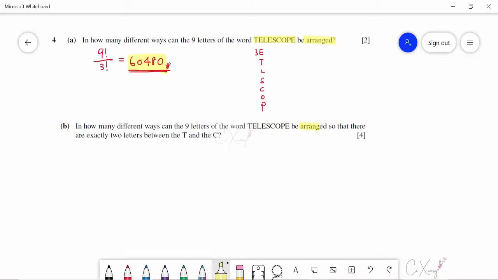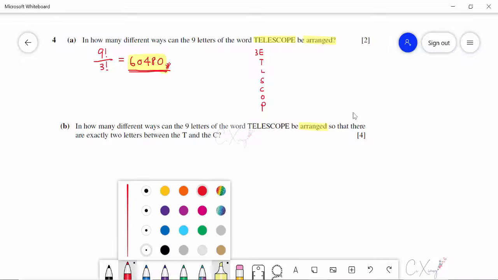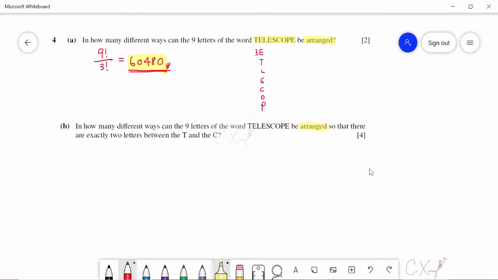So again, you see the word arrange, so that there are exactly 2 letters between the T and the C. Okay, so again, they are still considering the arrangement, just that now they give you more restrictions. So the restriction is this one. There are exactly 2 letters between the T and the C. Okay, so let's have a look.